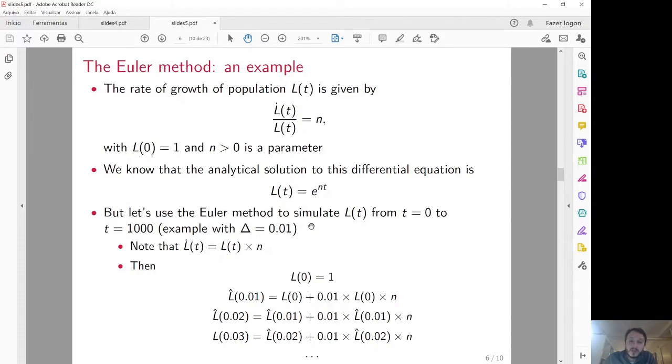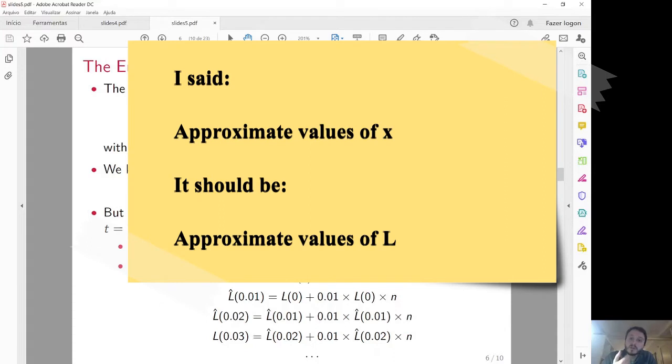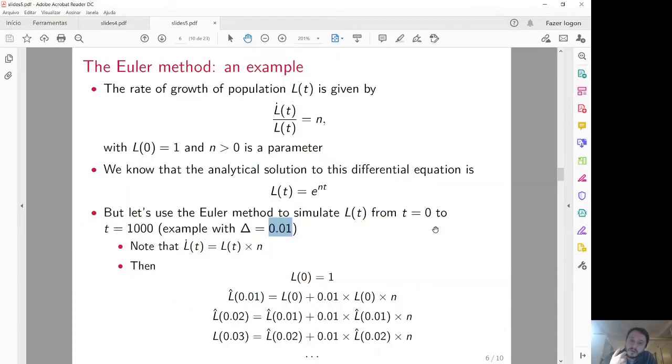Okay, so let's use the Euler method to simulate L from time 0 up until time 1000, and let's choose a gap between time periods equal to 0.01. So we will learn how to compute the approximate values of L at time 0, 0.01, 0.02, 0.03, etc.